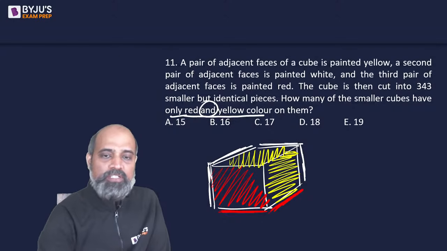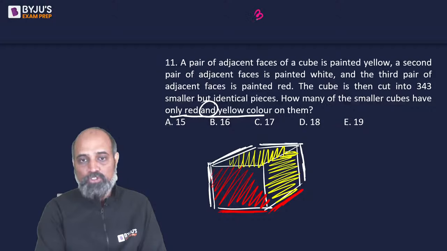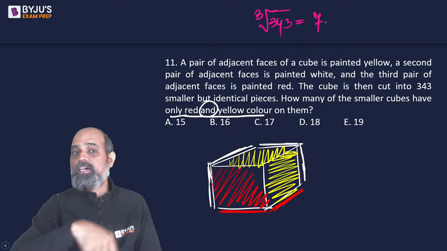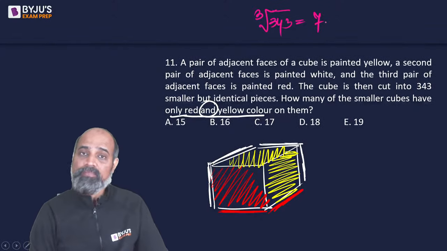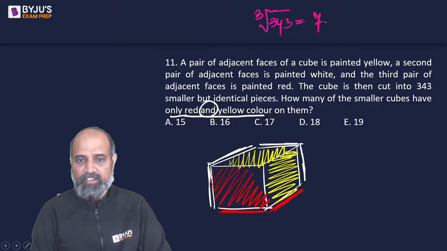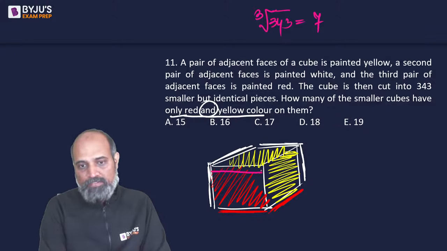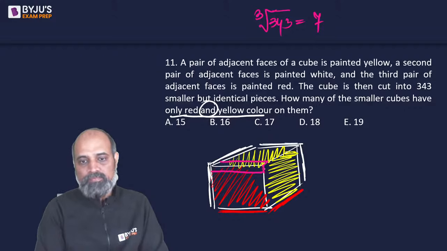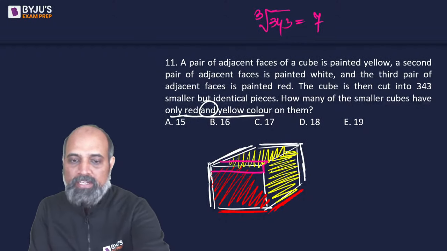Now, the question says 343. So the cube root of 343 is going to be 7. So 7 cubes are aligned. So the dimension of this large cube is 7 cross 7 cross 7. Okay? It is of size 7. Red and yellow ones, can we say these are the cubes that we are going to find here? Sorry, not this one. This one will have only yellow and yellow, right?